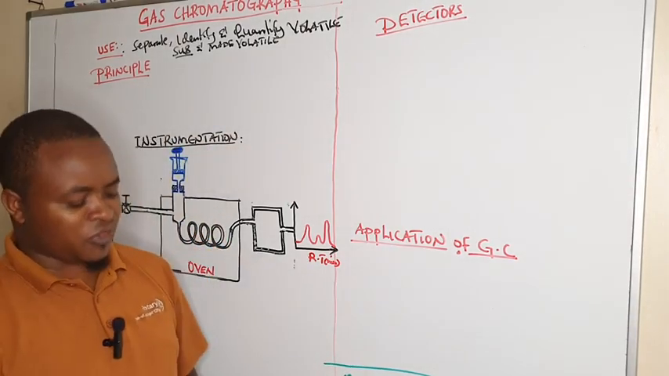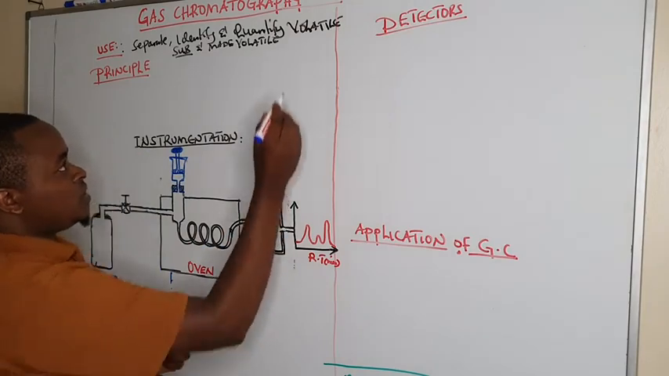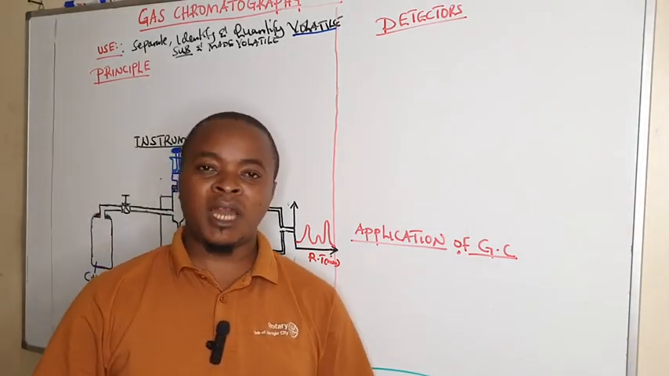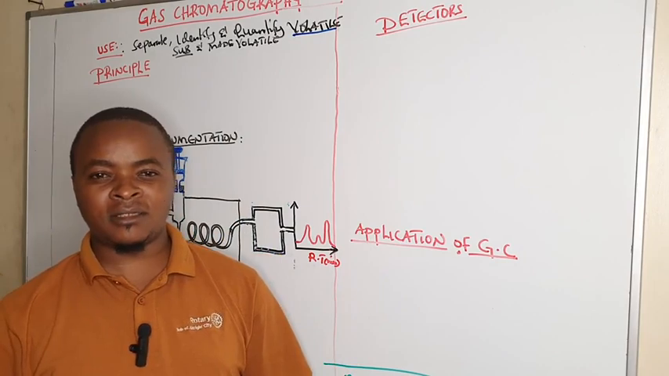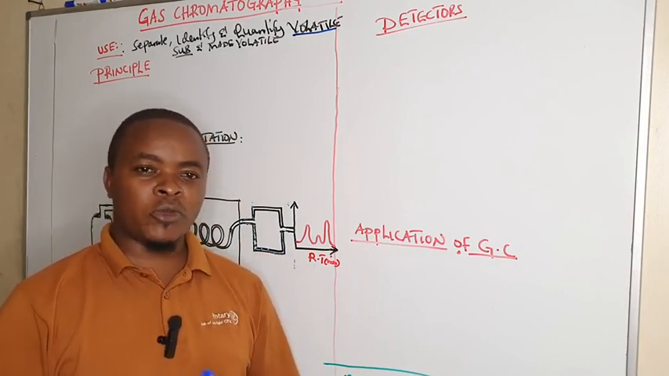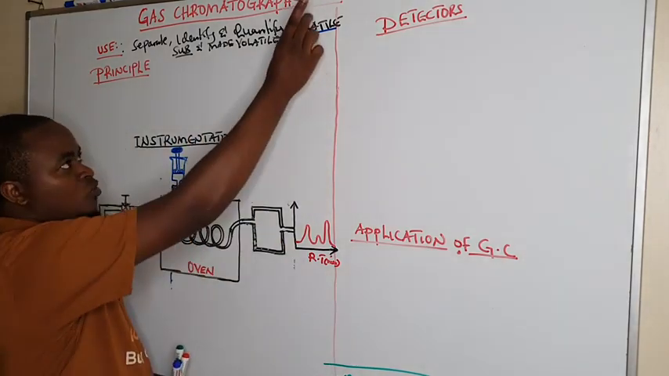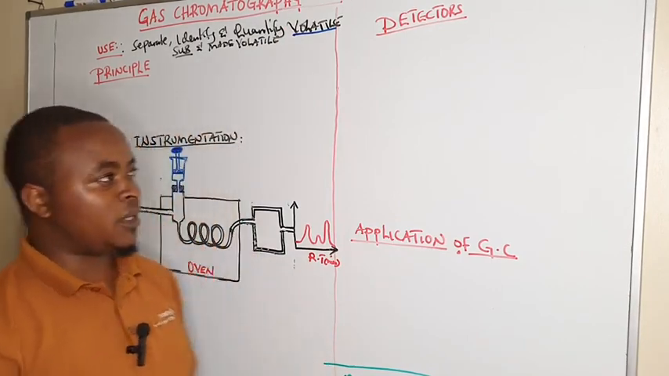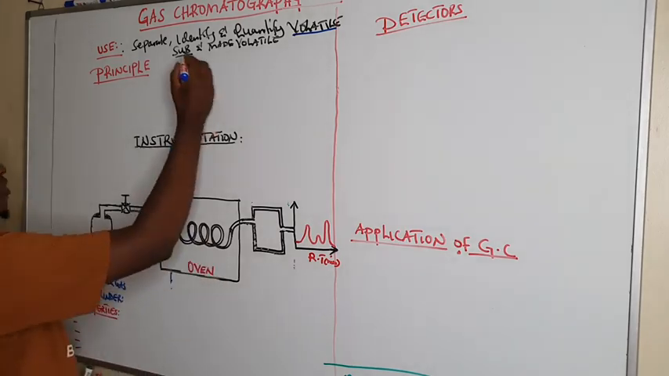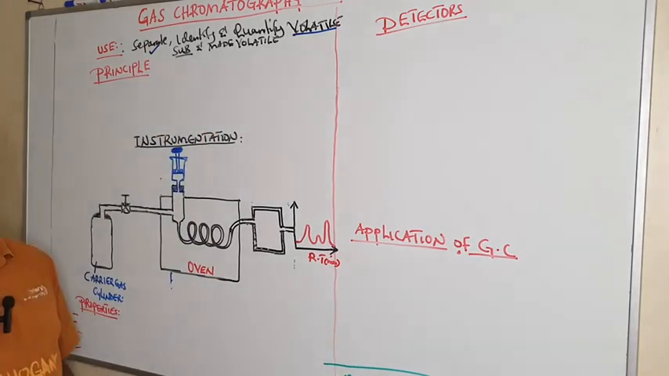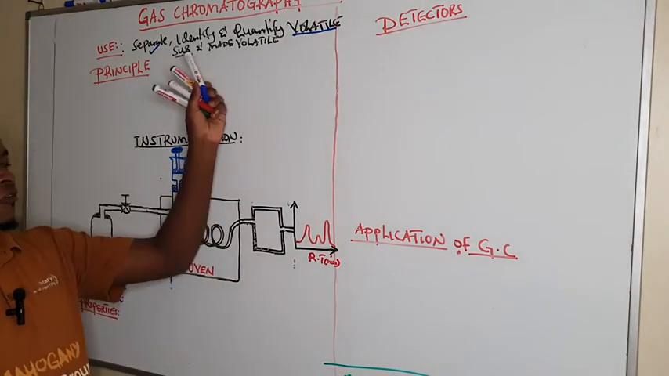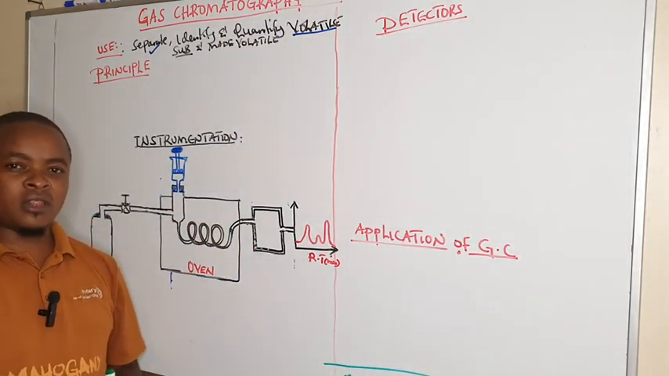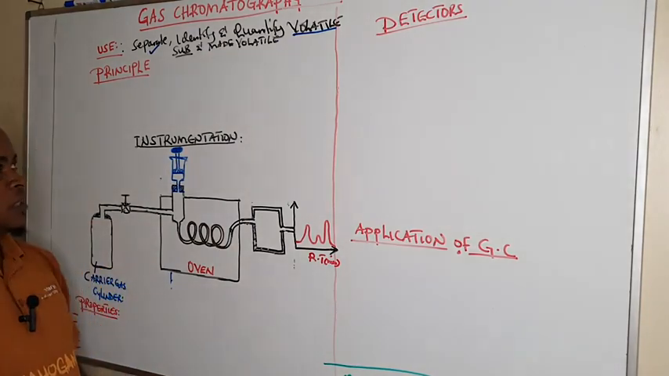And what is the meaning of the word volatile? Volatile means these substances can easily be vaporized or turned into gas even at room temperature. So we can completely turn them into gaseous state when subjected to high temperature under gas chromatography. So that is the purpose of using it. It is responsible for separation, identification, and quantification of volatile substances and those which can be made volatile.